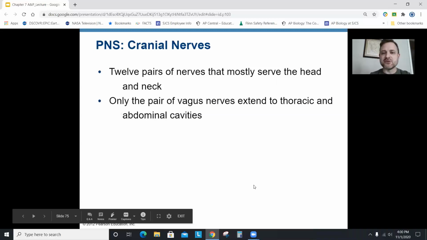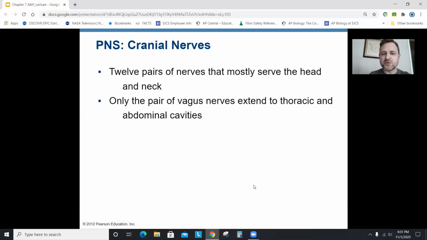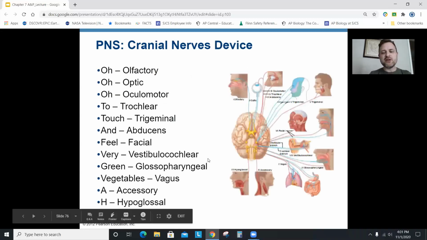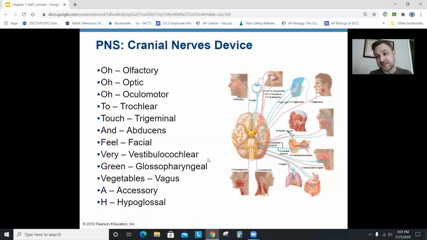So your cranial nerves. You have 12 pairs of nerves that originate from your actual brain. We're going to go through them in a minute. They mainly serve your head and your neck, things like your eyes, your ears, your nose. Only one of the pair, your vagus nerves, which we'll go through in a minute, go through your thoracic and abdominal cavities. So the 12 cranial nerves, we're going to discuss these in various degrees in class. For right now, I just want to go through what they are and what they do.